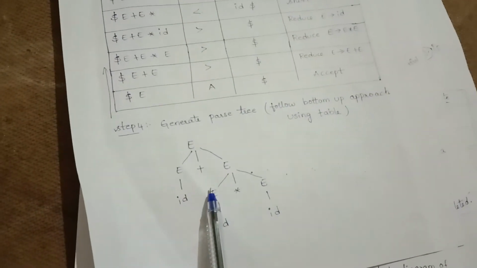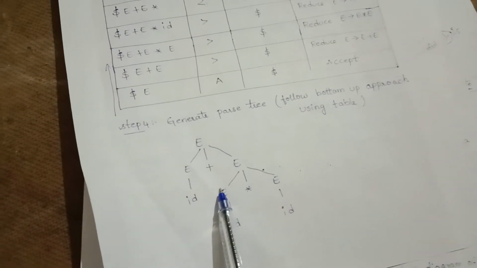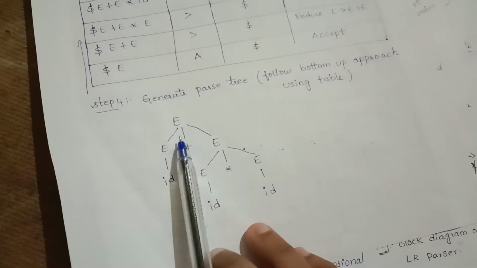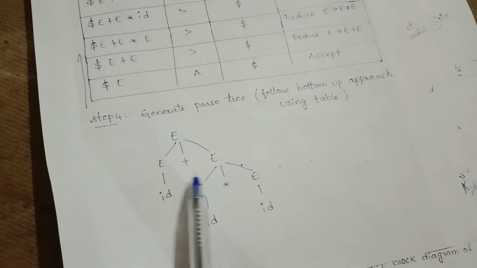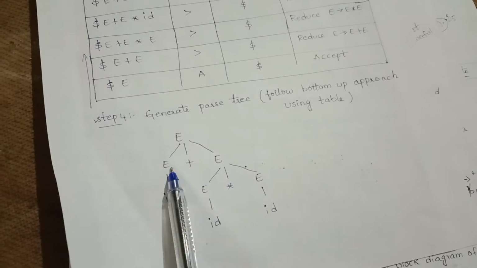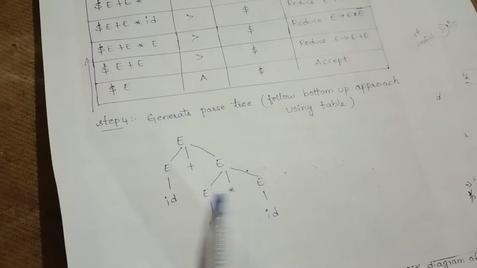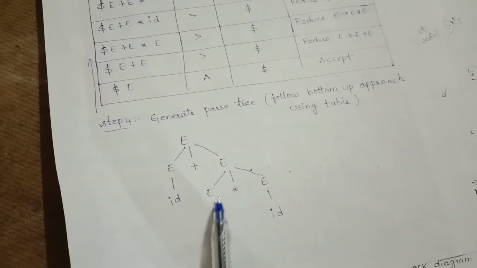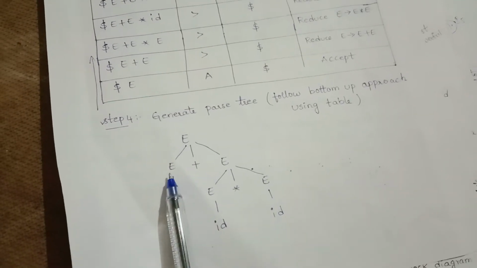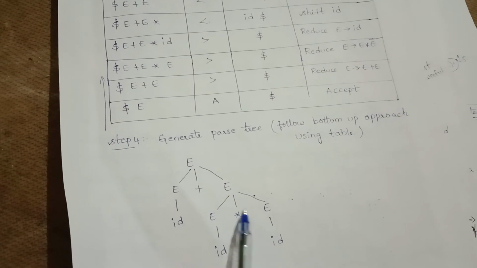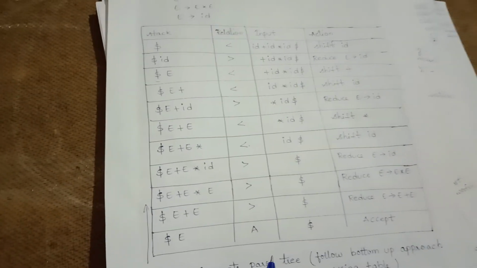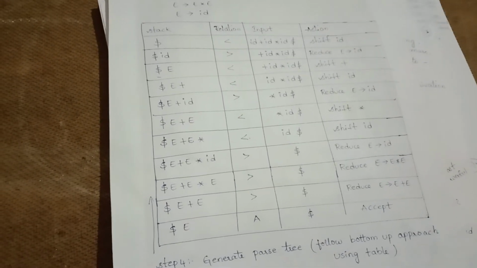Now we need to generate the parse tree by using the bottom up approach using this table. Okay, now E tends to E plus E, E tends to E star E. E is reduced with ID, E is reduced with ID, and E is reduced with ID. So the given input string is ID plus ID star ID. So this is how we do the operator precedence parsing for operator precedence grammar.